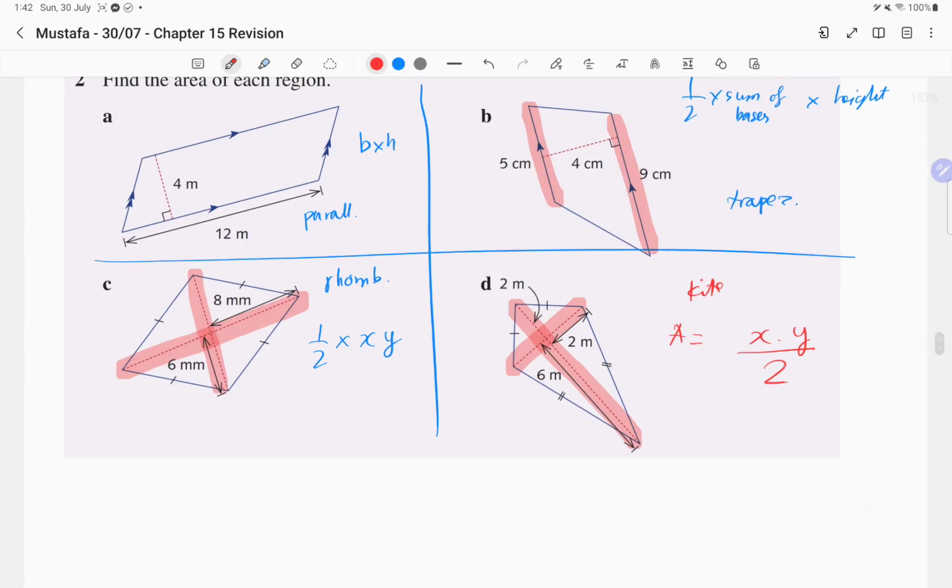Divide by a half is not right. Okay, so divide it by 2. Make sense? So it's the same as a rhombus. It's the same idea where you multiply the two diagonals, you get a bigger rectangle. So is it 8 times 4? It's 8 times 4, yes. Half of 8 times 4.